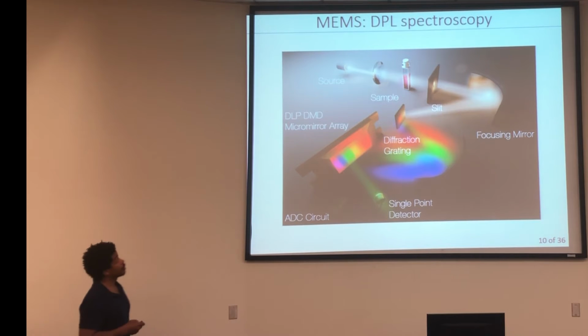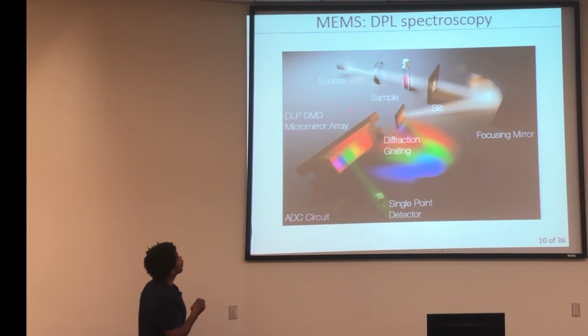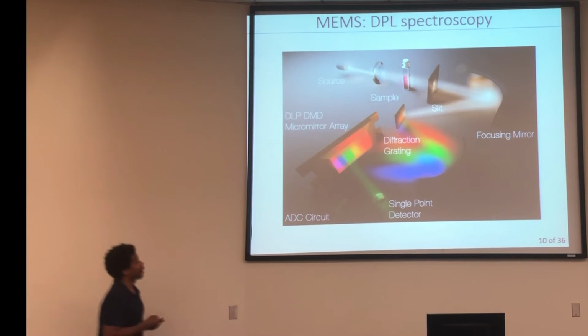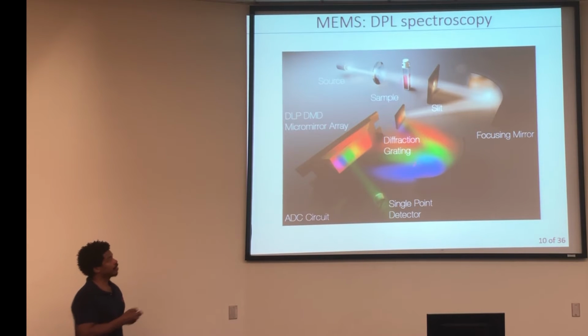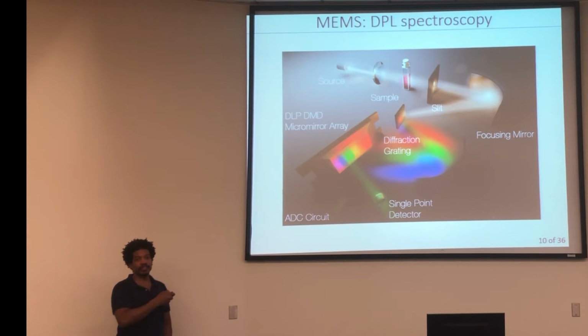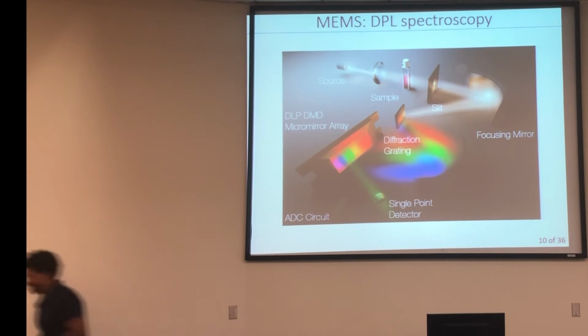This is spectroscopy that's done using the same thing. So here's some light source, here's your sample, okay? Here's a slit, it goes through a diffraction grating right here, and then it shines right here. This is your micro mirror display, and you're able to pick off certain frequencies. Do you guys know how a diffraction grating works? Anyone who does not know? Okay, I'm trying to remember.